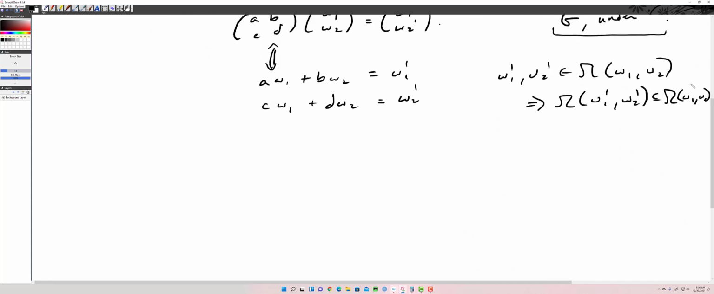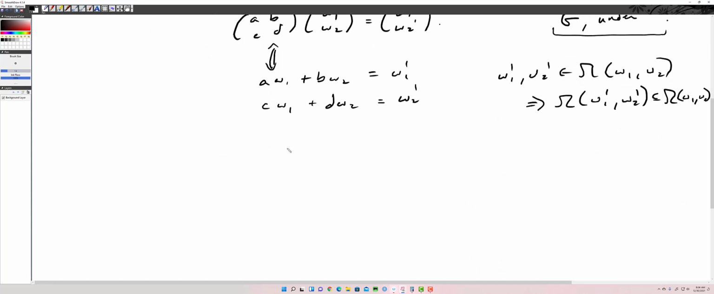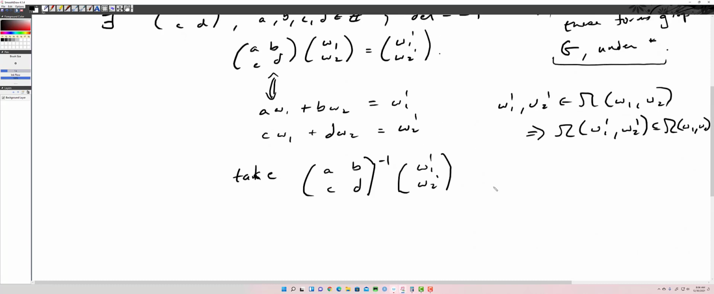Now, if you buy that this is a group, the next step is really easy. All we have to do is take the inverse, A, B, C, D inverse, and multiply it by this and this. And we actually can find this inverse.